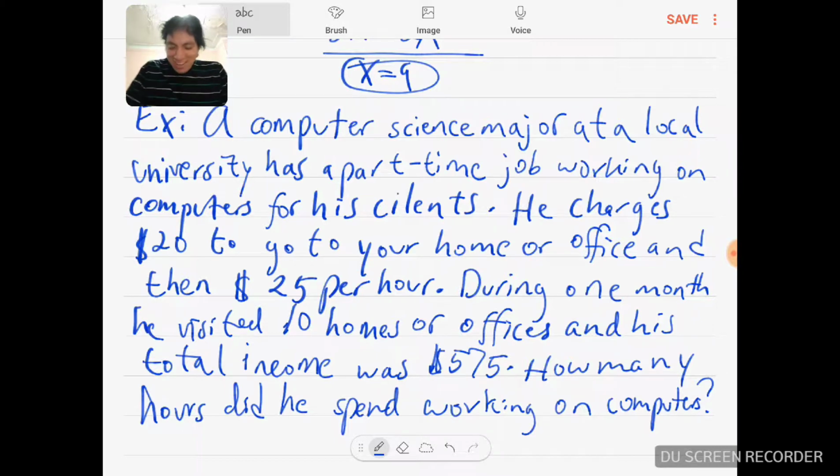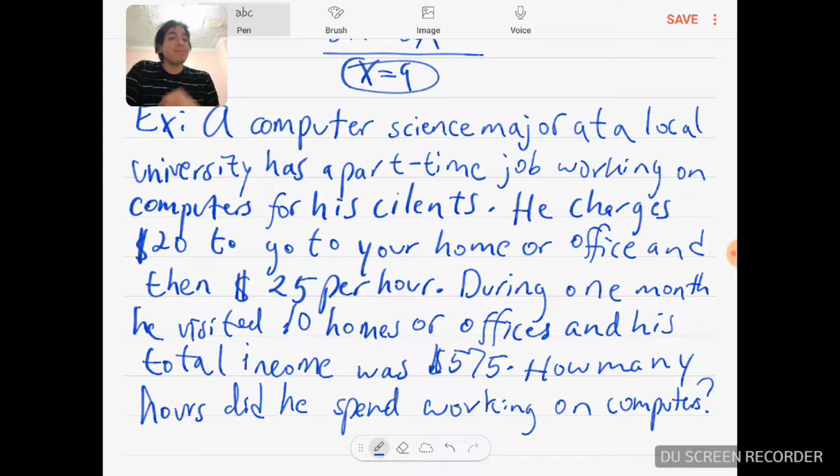It's a nice, long, messy word problem that's designed to put you to sleep. So let's get right into it. A computer science major at a local university has a part-time job working on computers for his clients. He charges $20 to go to your home or office, and then $25 per hour. During 1 month, he visited 10 homes or offices, and his total income was $575. How many hours did he spend working on computers?